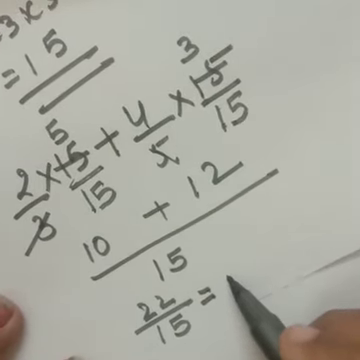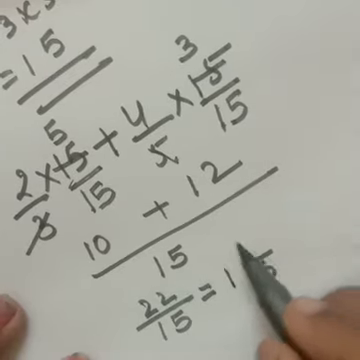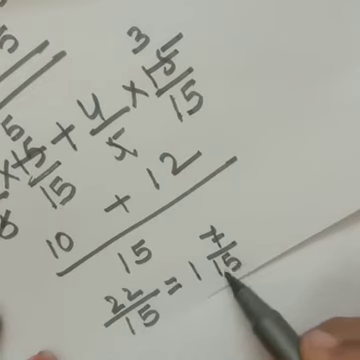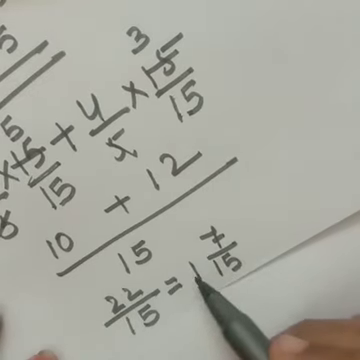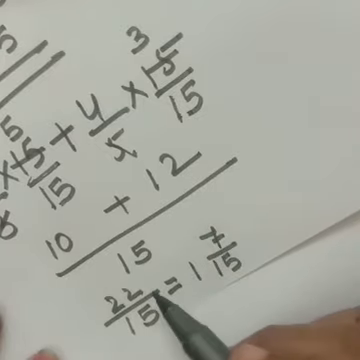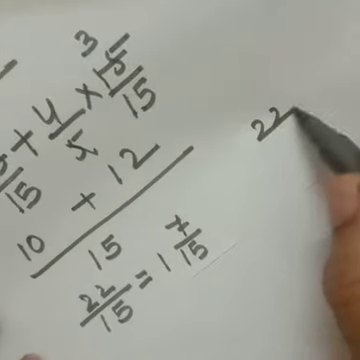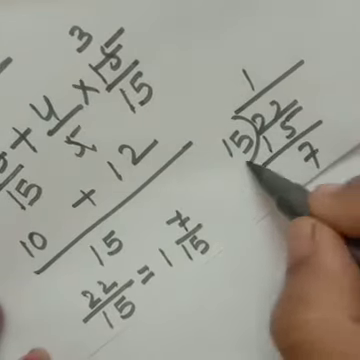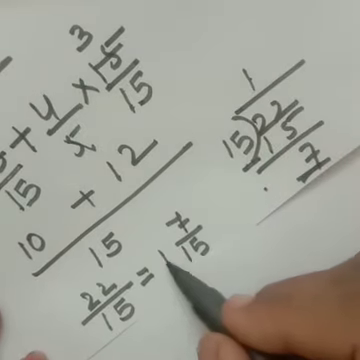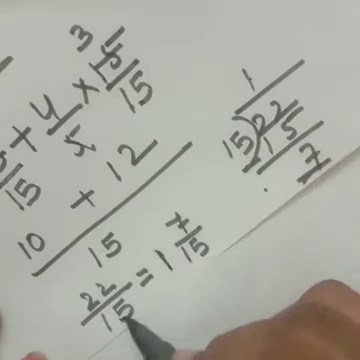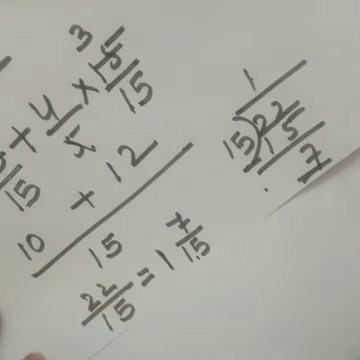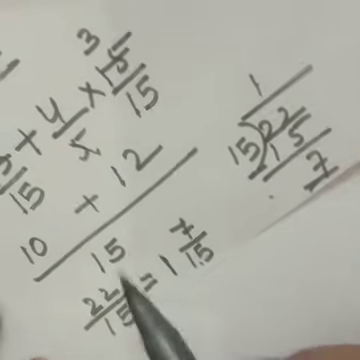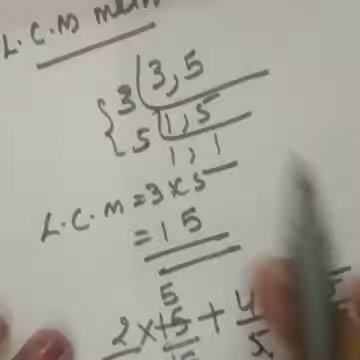Divide it: 1, 7. Okay, how? Denominator is 15. Same 15. Then 15 1s are 15, 15 plus 7, 22. You can divide 22 divided by 15. 1 whole number, your denominator is 15 and 7 is the remainder. Clear? This one method is called the LCM method.